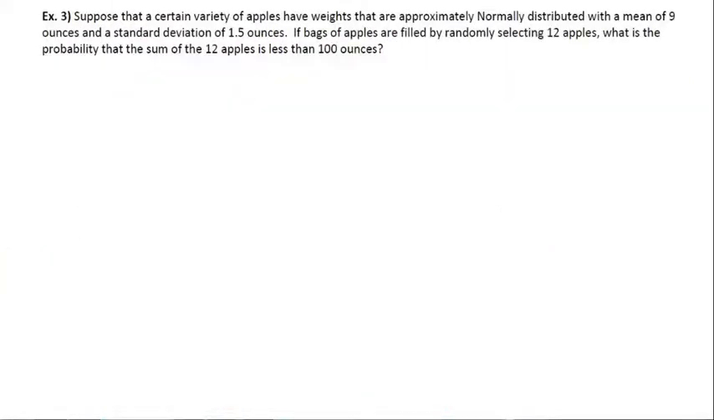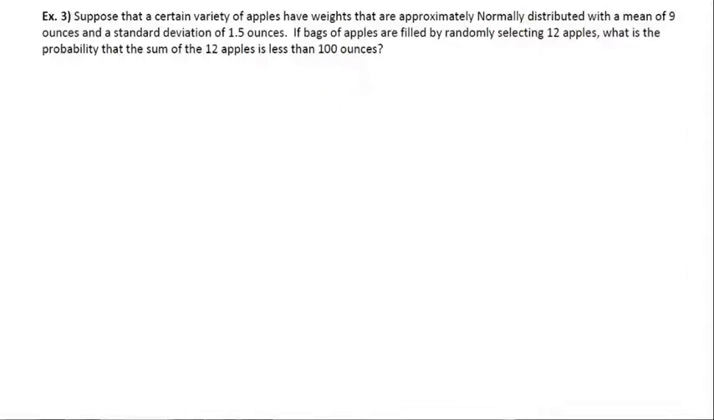All right, example 3 is about apples. It says, suppose that a certain variety of apples have weights that are approximately normally distributed with a mean of 9 ounces and a standard deviation of 1.5 ounces. If bags of apples are filled by randomly selecting 12 apples, what's the probability that the sum of the 12 apples is less than 100 ounces?